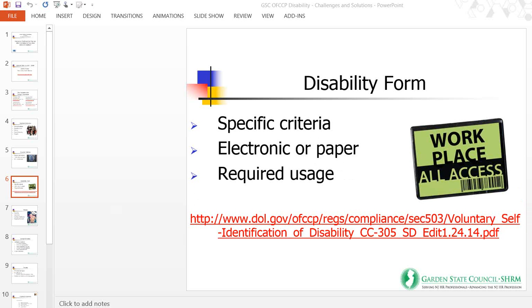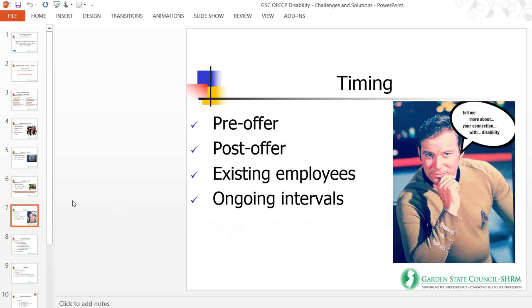So the next question, of course, is, now that we have the form and we've talked about the form, what do we use it for? When do we use it? And our next slide gets into some of that. Really, the most important thing to recognize is, and we were just talking about the application process, obviously that's the pre-offer stage of when you would provide this form to an individual. But then you're also supposed to do it post-offer.